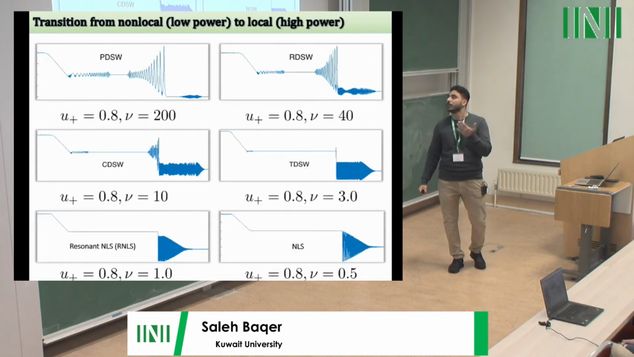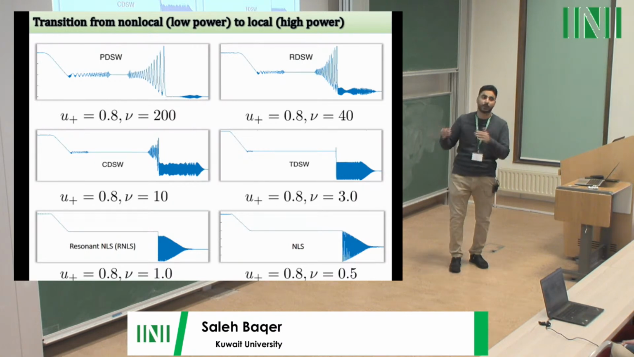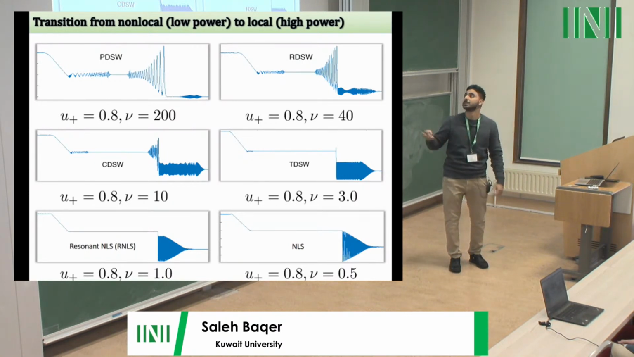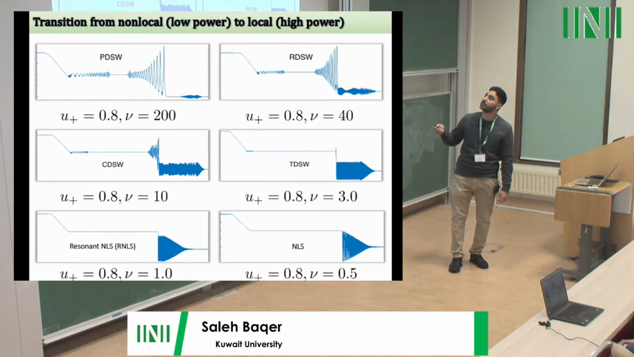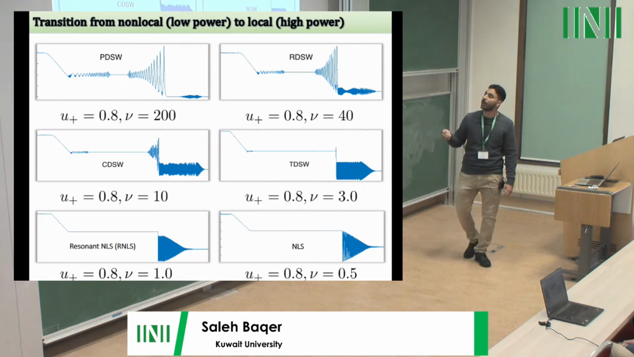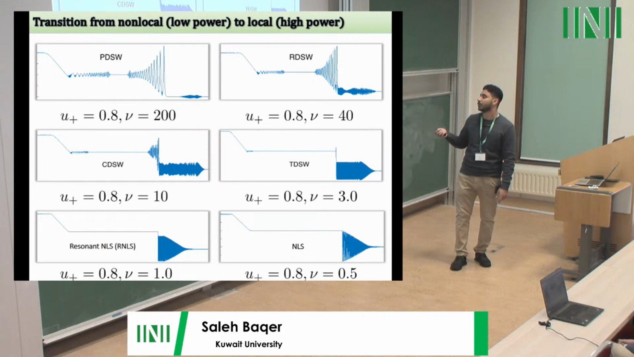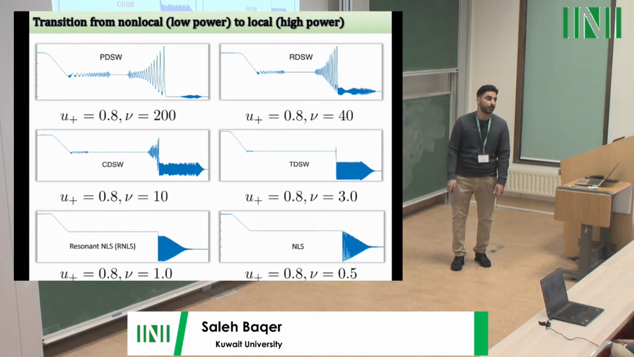Okay, so the next thing to do is to consider the transition from non-local to local. What I'm doing here is fixing the initial jump, and I vary nu. As I vary nu, I come across all of the dispersive hydrodynamic regimes. At nu equals 200, I get a perturbed dispersive shock wave. At nu equals 40, I get a radiating dispersive shock wave. At nu equals 10, I get a crossover dispersive shock wave. At nu equals 3, I get a traveling dispersive shock wave. At nu equals 1, I get a resonant dispersive shock wave. At nu equals 0.5, I get just a dispersive shock wave.